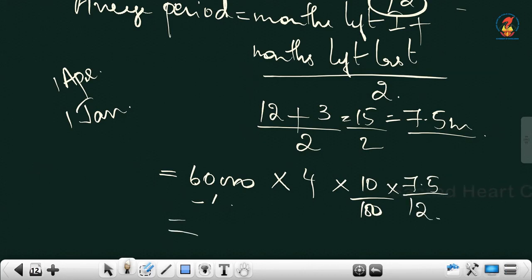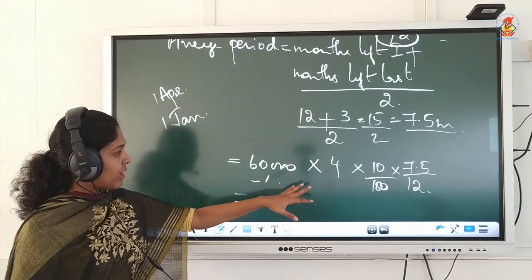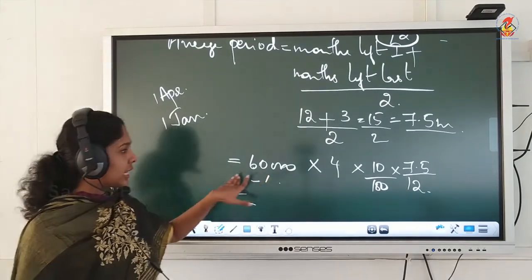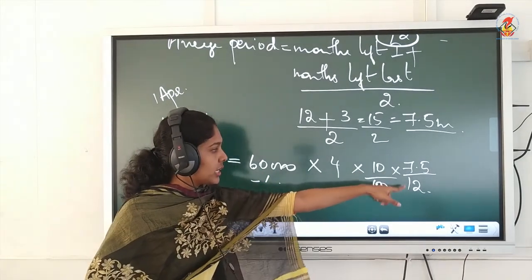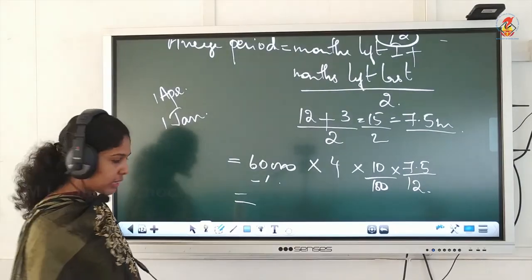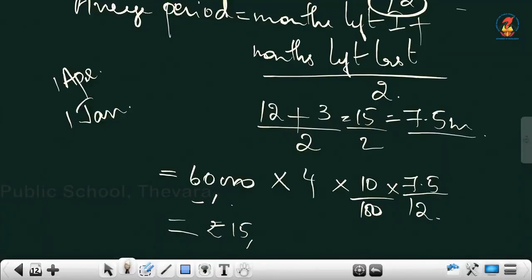So that's the calculation. Why did we multiply it by 4? Because 60,000 is withdrawn in the beginning of every quarter. If it says that it is withdrawn in the beginning of every month, you have to multiply it by 12. Then only we will be getting the total drawings. Then consider the time period, the average period that we computed. Now your answer will be 15,000. That is the interest on drawings. You have to complete this question. 2 more cases are there. You have to work it out in your notebook.